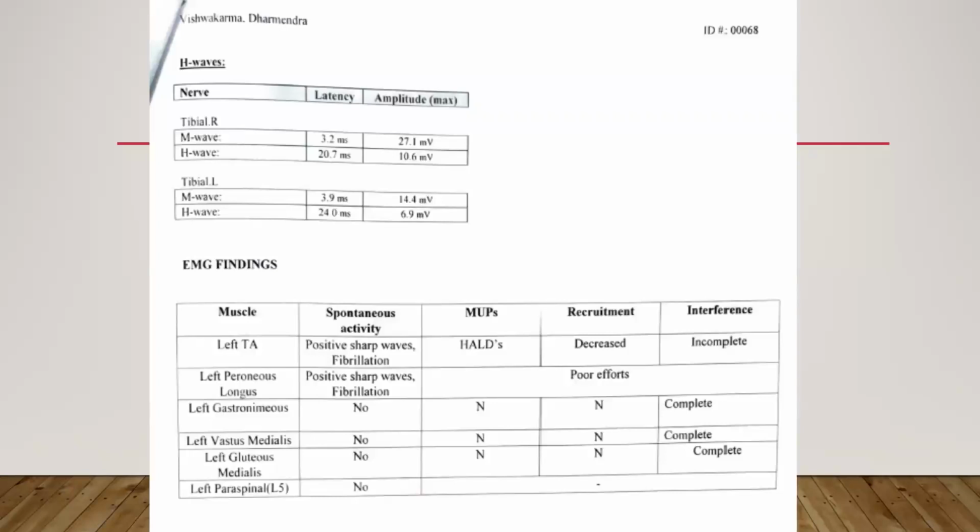So, ma'am, in this one, we can see that the left TA is showing spontaneous activity in the form of PSWs and fibrillations. And MUAPs are also showing high amplitude, long duration. Recruitment decreased, interference is incomplete, which is a neuropathic pattern with acute denervation and chronic reinnervation. And left peroneus longus is also showing spontaneous activity, positive sharp waves and fibrillations. And others could not be checked due to poor efforts. And the rest, ma'am, left gastrocnemius, vastus and gluteus medius and paraspinal L5, they are all normal. Correct. So, in this, the short head of biceps femoris was needled, and it was normal.